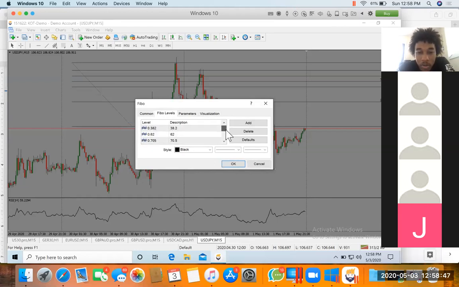But the most important ones to me, I like the 38, honestly. The 62 is probably the most important to me, and then the 70. If it hits the 79, that's cool too. But I think these 3 are probably the most important to me. But yeah, those are my fib settings. I'll send you the screenshot as well.